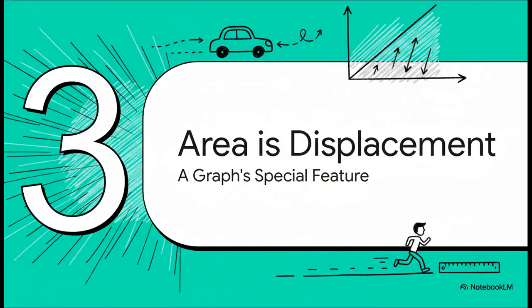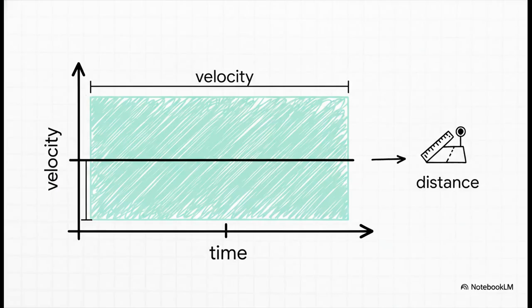Now, let's get to the second secret. And this one is a truly special feature, kind of like a hidden superpower of these graphs. We've already figured out acceleration by looking at the slope, but what about the total distance the object traveled? For that, we're going to look underneath the line. This is just fantastic. The area that's trapped between the graph line and the x-axis gives you the object's displacement. Basically, how far it's moved from where it started.